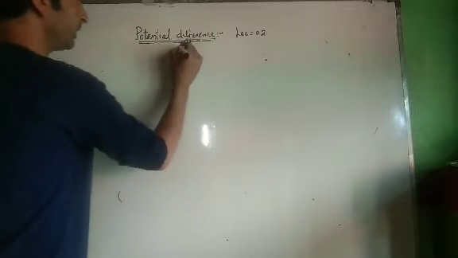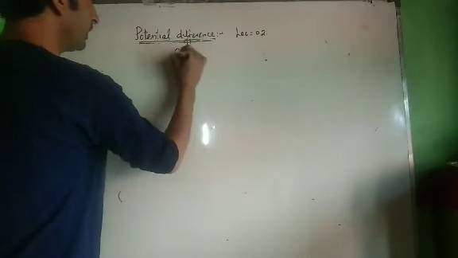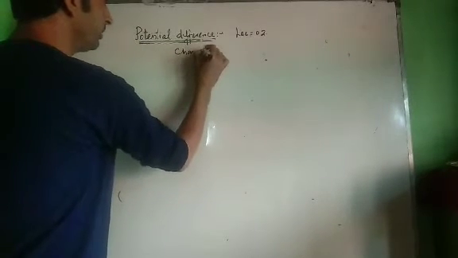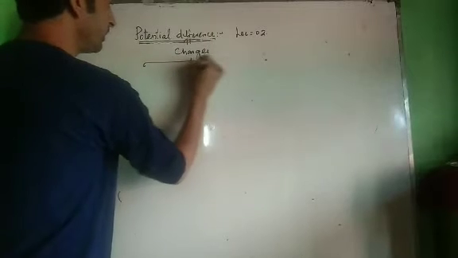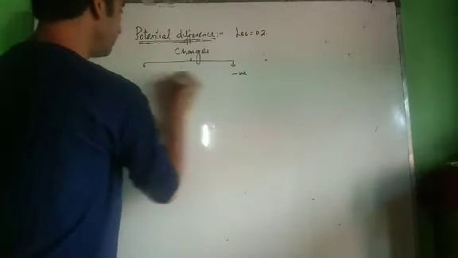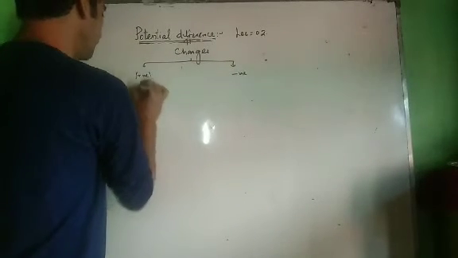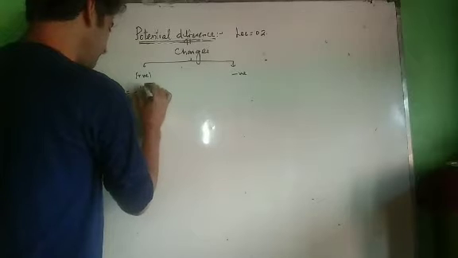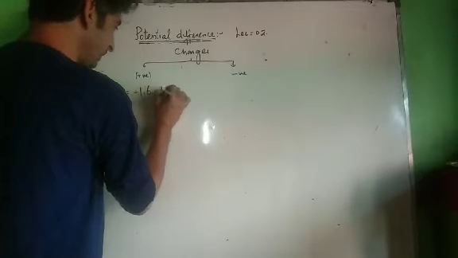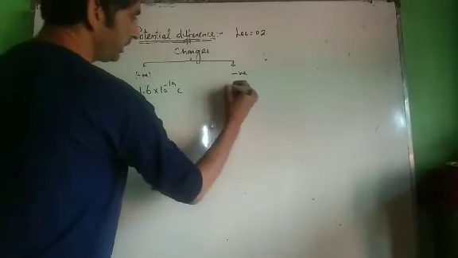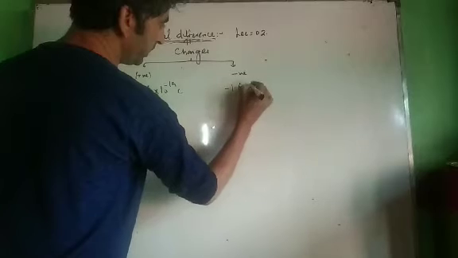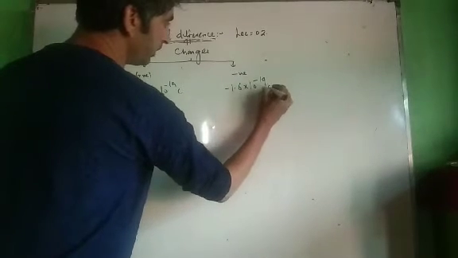Before discussing potential difference, we should have a concept of charges. In the last lecture, I told you we have two types of charges: positive charge and negative charge. Now this positive charge is equal to 1.6 into 10 raised to power minus 19 coulombs, and this is equal to minus 1.6 into 10 raised to power minus 19 coulombs.